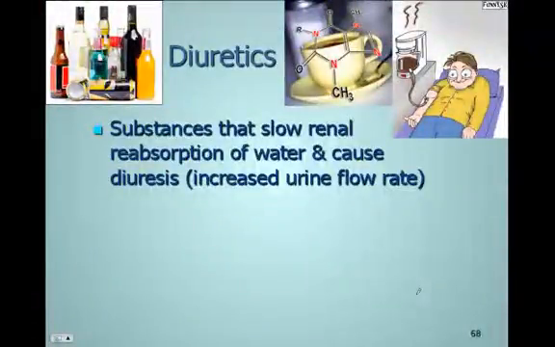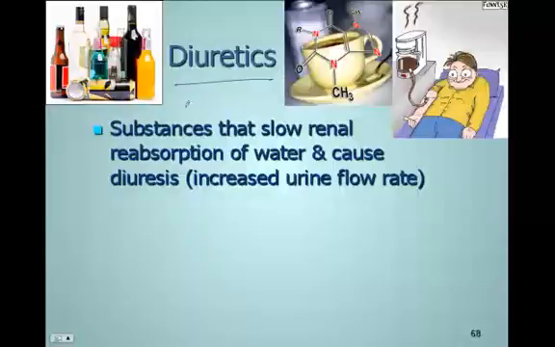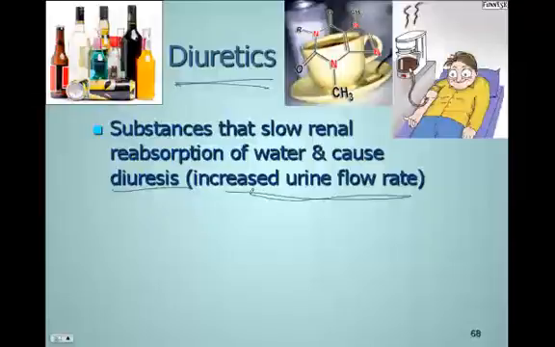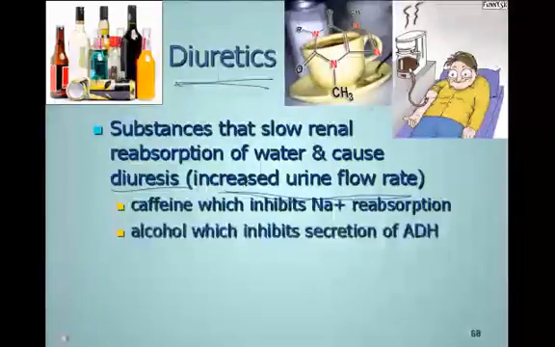Okay, diuretics. So when we talk about certain diuretics, these are substances that slow reabsorption of water and cause diuresis. So again, if we're not reabsorbing that water, then more of that water is staying in the filtrate, and we're going to excrete more of that water. So that means, again, we're going to have an increased urine output and an increased urine flow rate. So let's talk about some of these diuretics.